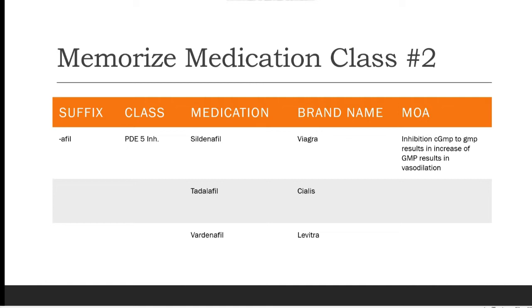The mechanism of action for these medications is that they inhibit the breakdown of cyclic GMP to GMP. So it increases the cyclic GMP, and it results in vasodilation.